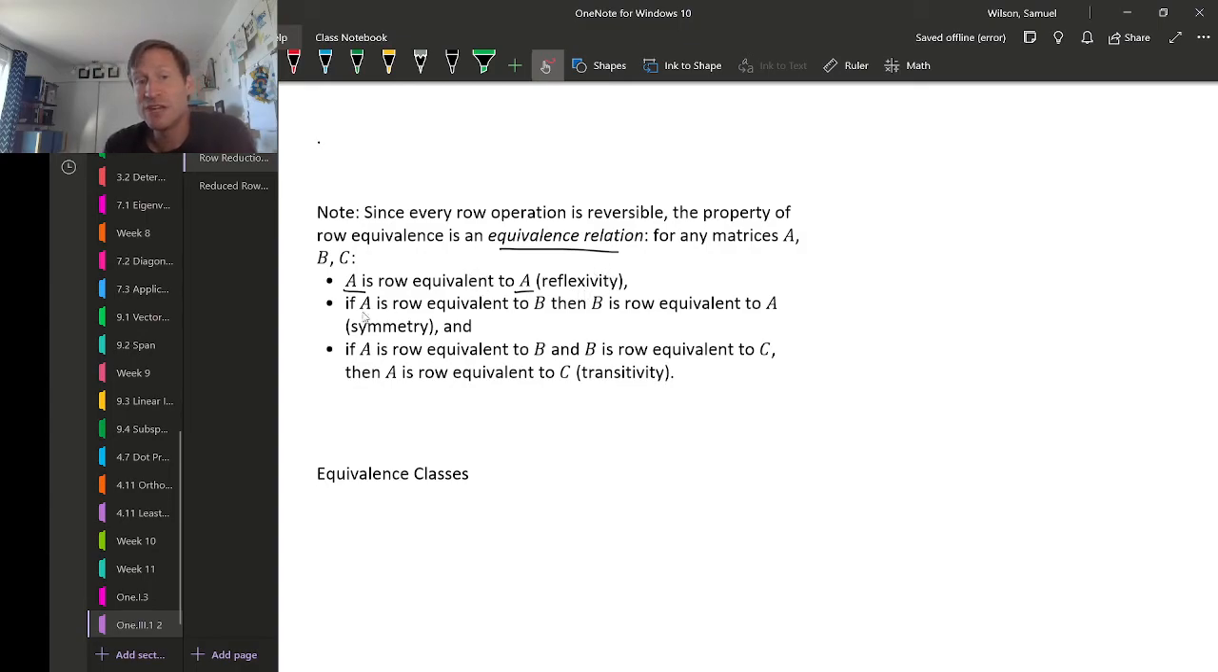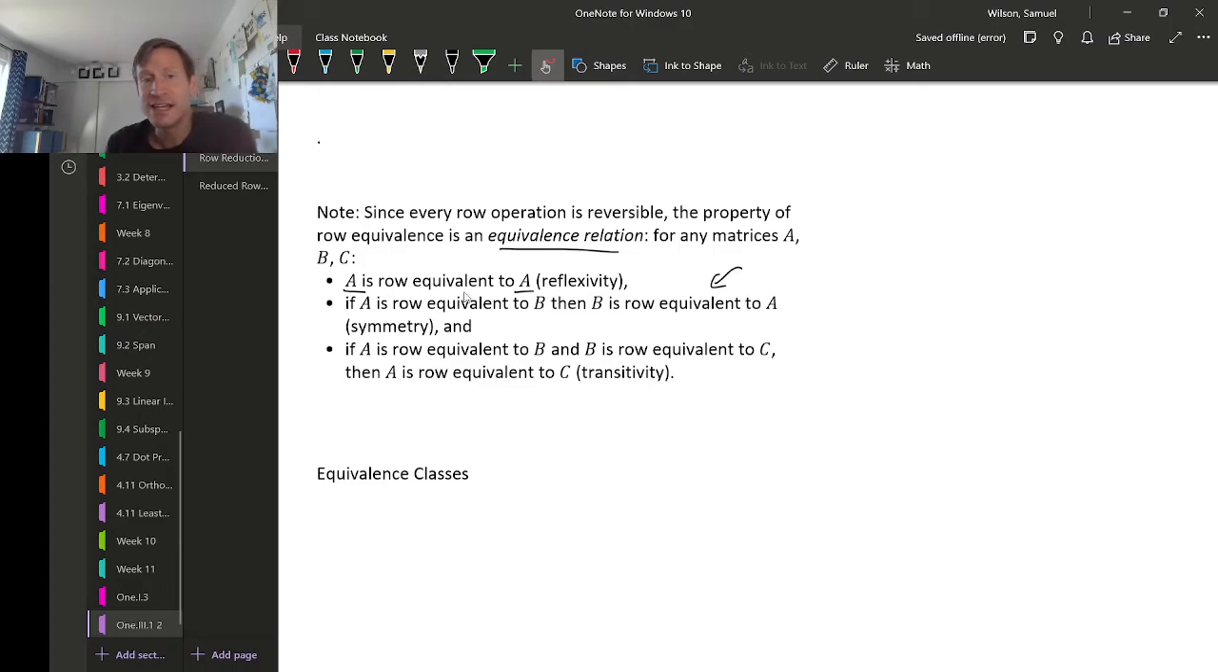That's what's called reflexivity of the relationship. Also, if we have two matrices A and B, then if A is row equivalent to B, then B is also row equivalent to A. That's what's called symmetry. And this one is true. We know that this one is true for our row equivalence definition because we know row operations are all reversible.